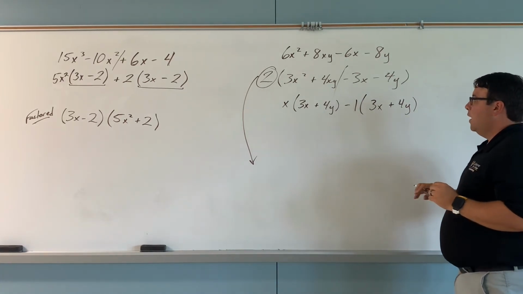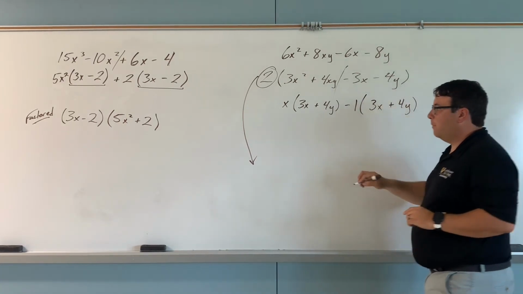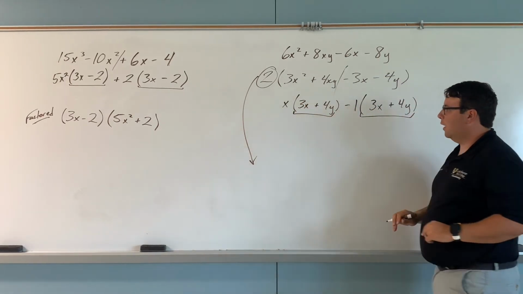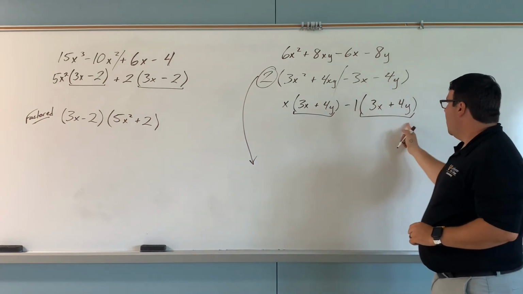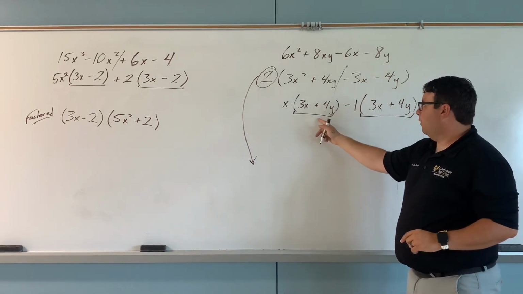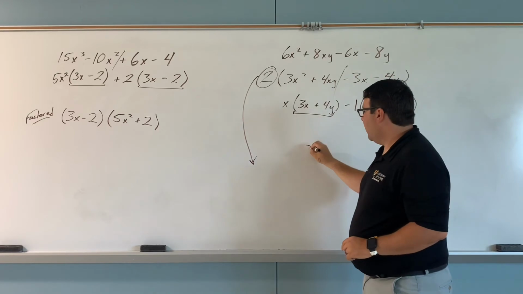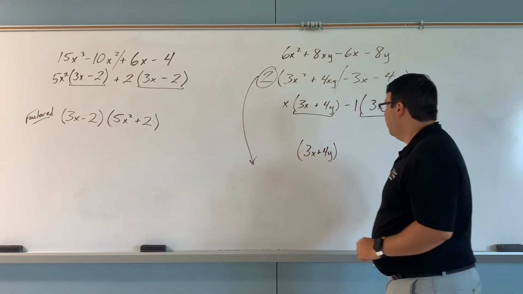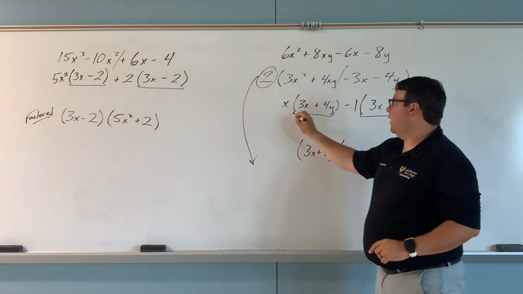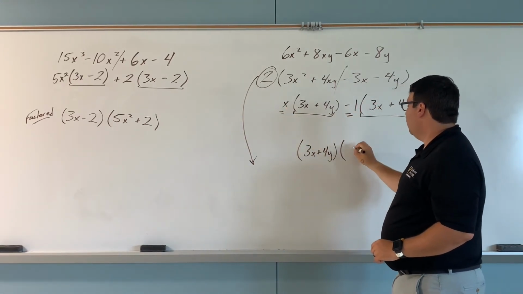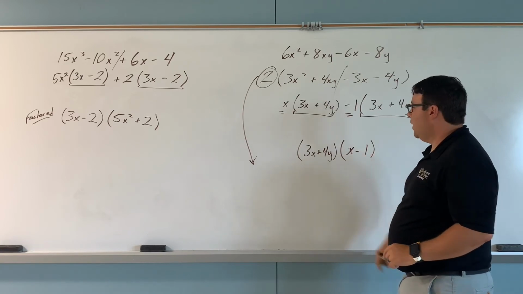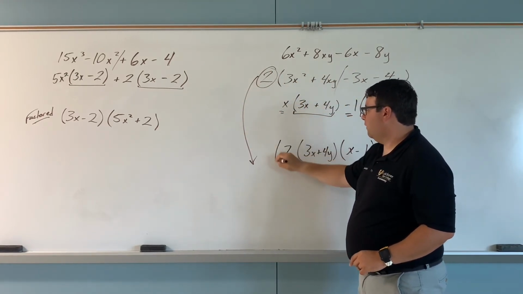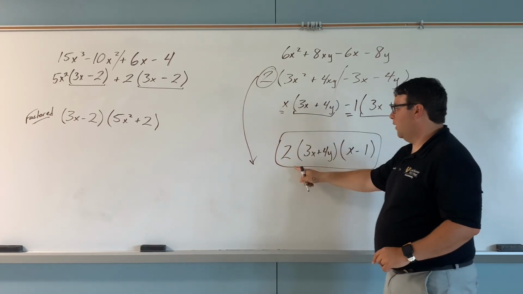Sweet. Now, just like before, we want to compare the items that we've been left with, the hand we've been dealt. These are exactly the same. I have 3x plus 4y in both of them, so I'm going to pull that out. I have 3x plus 4y. What am I left with? I have x minus 1. And hey, I see an arrow. This 2 did not disappear. It just goes out in front.